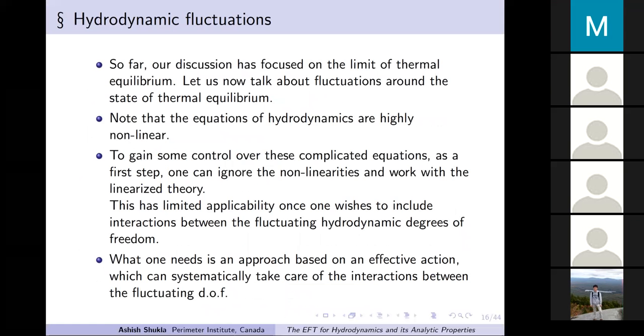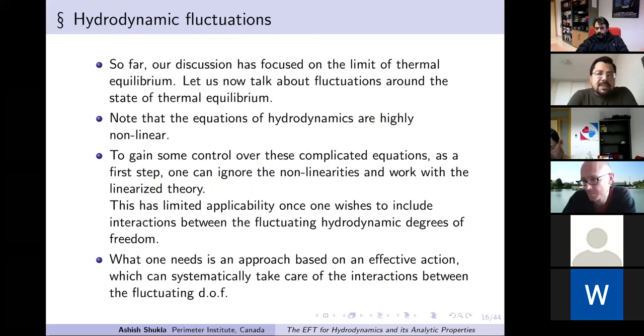Okay, so far our discussion has been focused on the limit of thermal equilibrium. Let's now talk about fluctuations around the state of thermal equilibrium. The equations of hydrodynamics are highly nonlinear in nature. This is what we should have in mind.